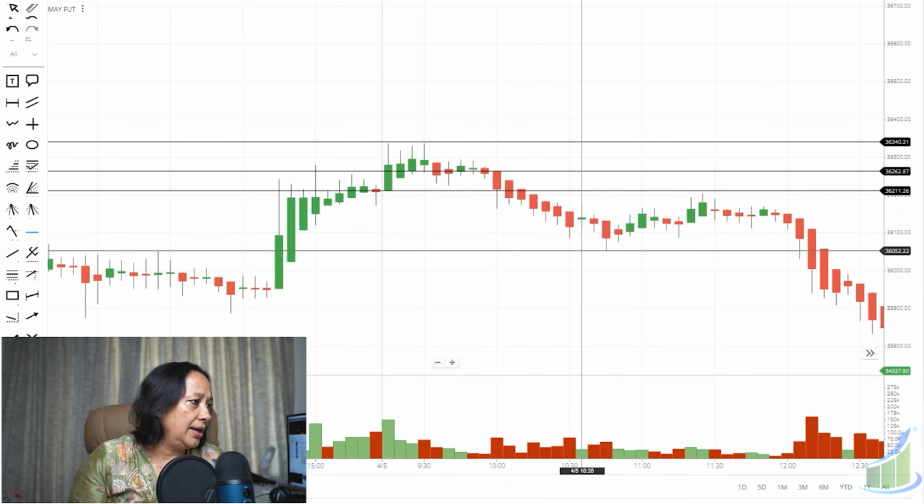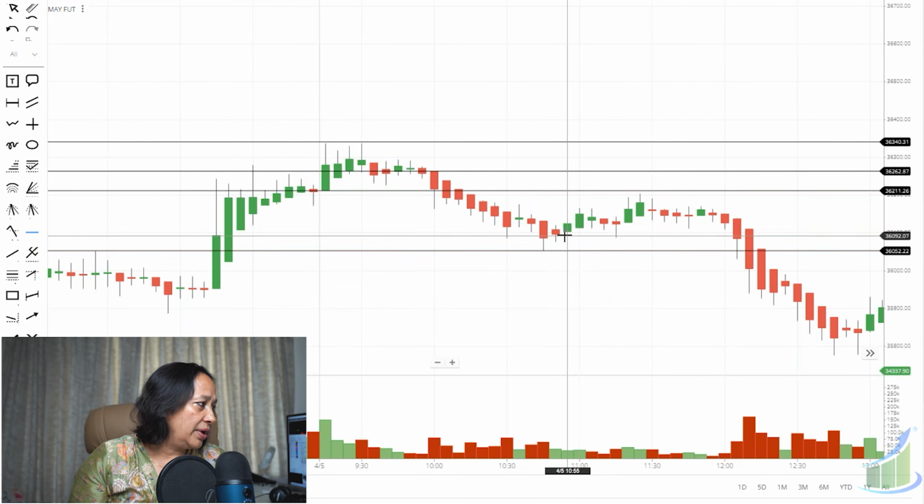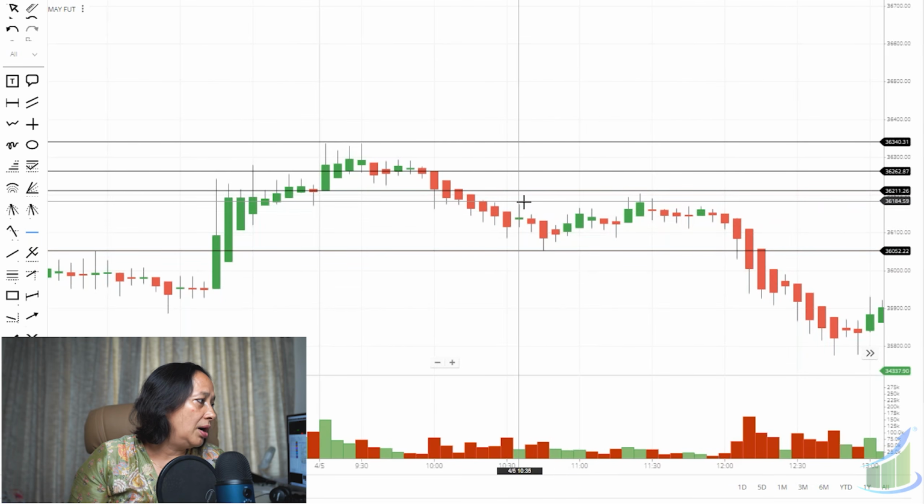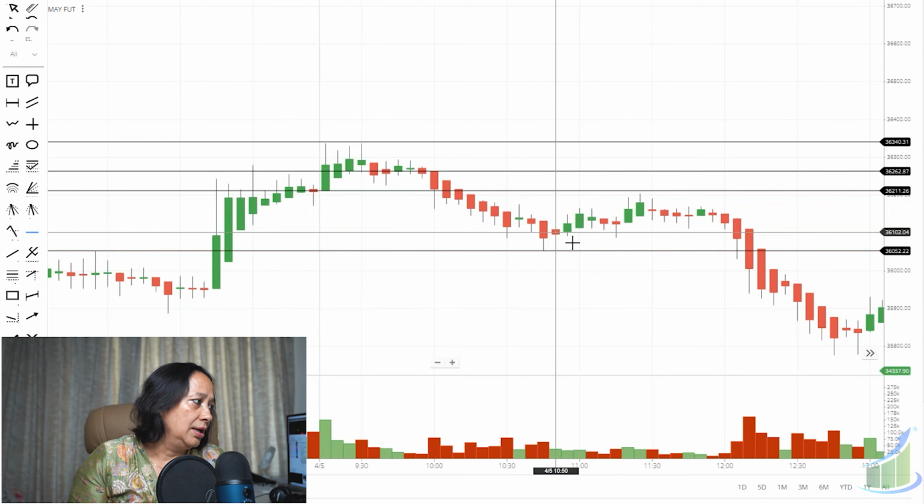This is a good trade. It gets you about 200 points, right? So that was a good trade, and you can exit whenever a doji is formed or the high of the doji is broken. You can exit, right?